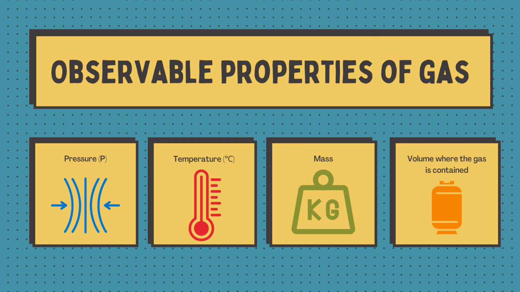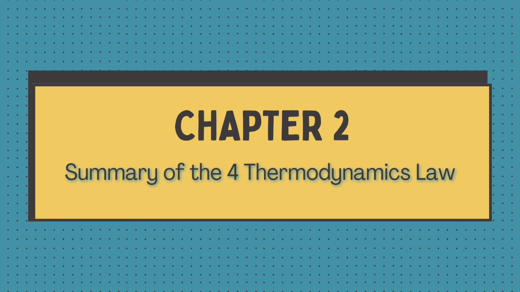There are pressure in Pascal, temperature in Kelvin, mass in kilogram or gram, and also the volume where the gas is contained. Now let's jump into chapter 2 talking about the four thermodynamics laws.